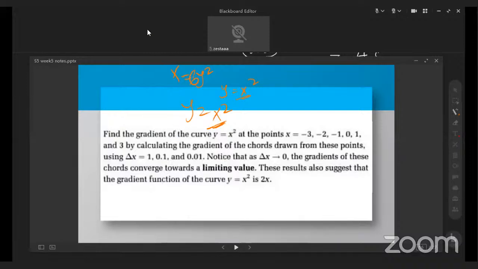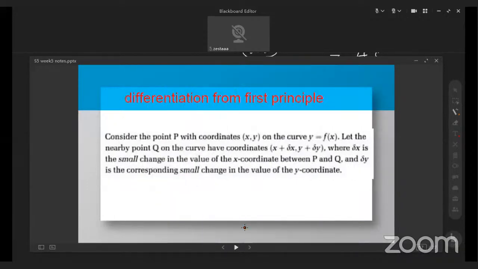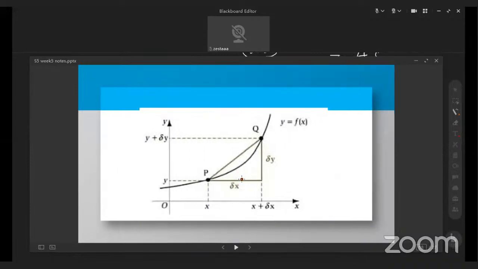I think that's what I wanted to emphasize. Now, as I said, the final thing is differentiating from first principles. We are picking on the other knowledge that we've just looked at for the gradient of the curve. Now, let me have this point. If we have these points here, let me directly come to the graph.